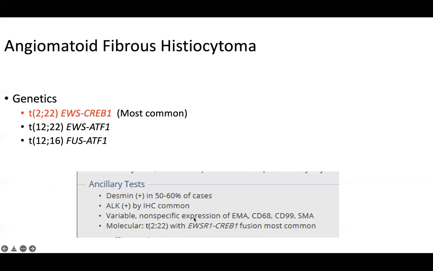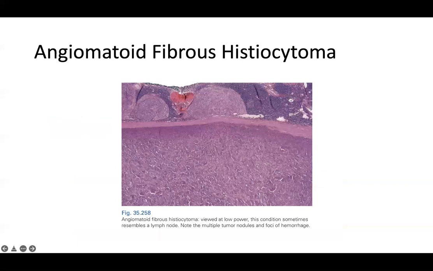You can have variably nonspecific expression of EMA, CD68, CD99, and SMA. And as I mentioned above, the molecular testing, including t(2;22), if you do the sequencing and you have a translocation panel available to you for testing, you can show that it's got an EWSR1-CREB1 fusion. So here's that angiomatoid fibrohistiocytoma.